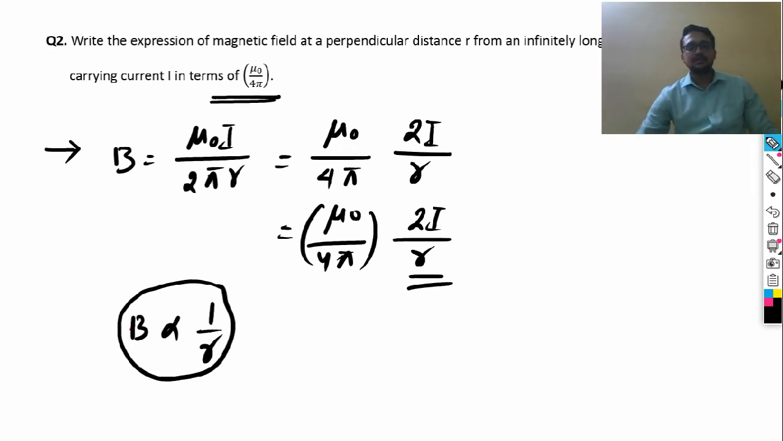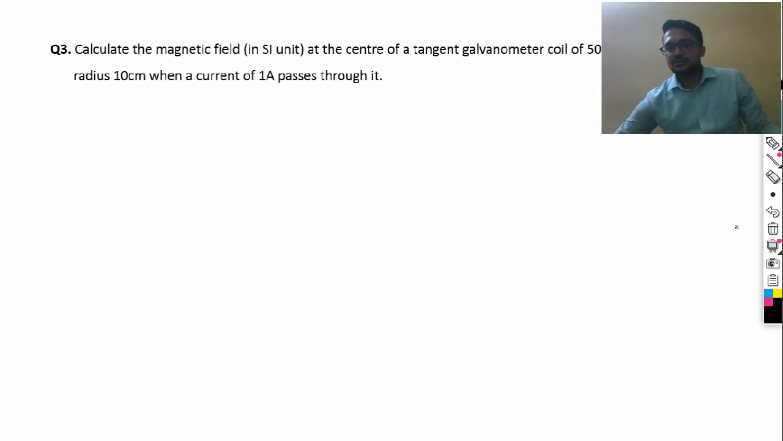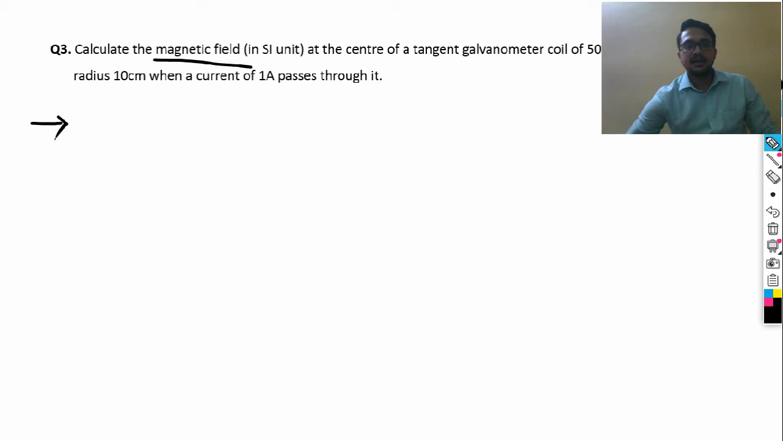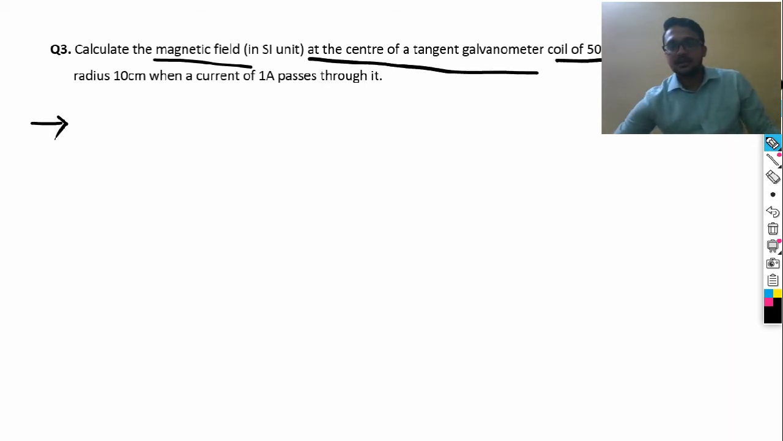Now come to the third question. So students, this is our third question, and it is a numerical. Calculate the magnetic field at the center of a tangent coil galvanometer, 50 turns, the radius is given and the amount of current is given. So what we will do, we will write the quantities first of all. So this is, suppose, our wire.